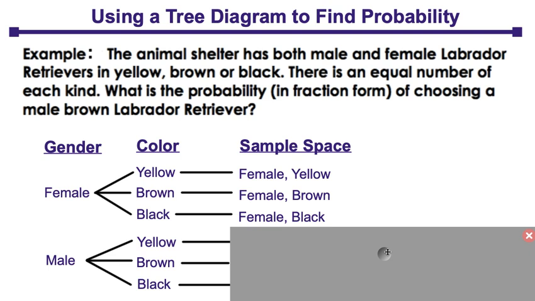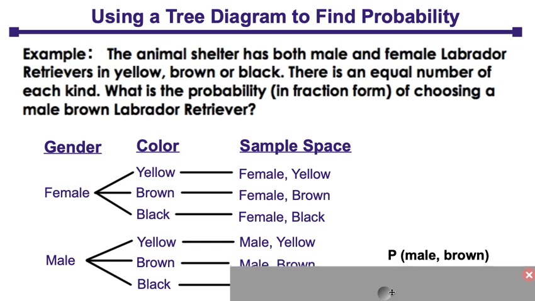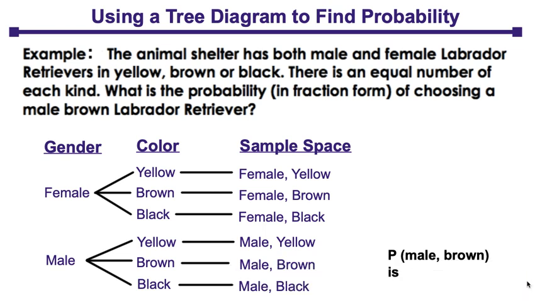But what if we decide to choose the male Labrador Retriever? Well, we could choose the male dog with the yellow coat, or perhaps the brown, or perhaps the black. So now we have all 6 options of choosing this dog.